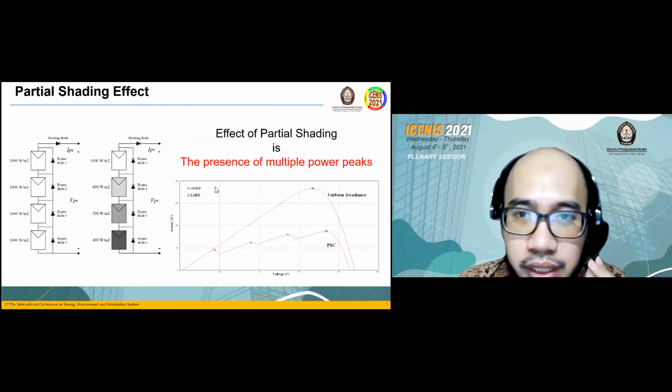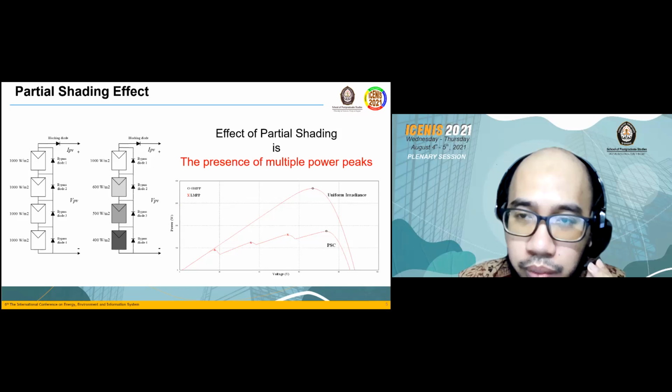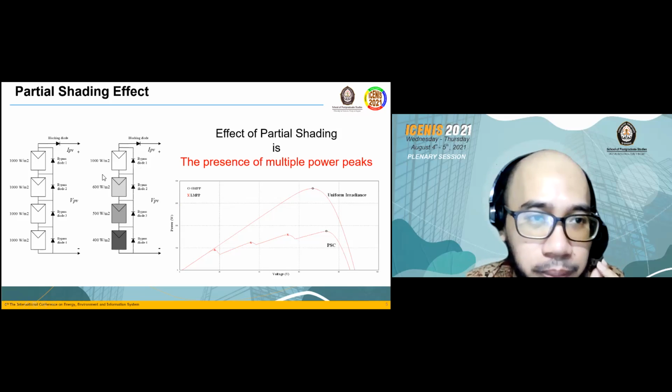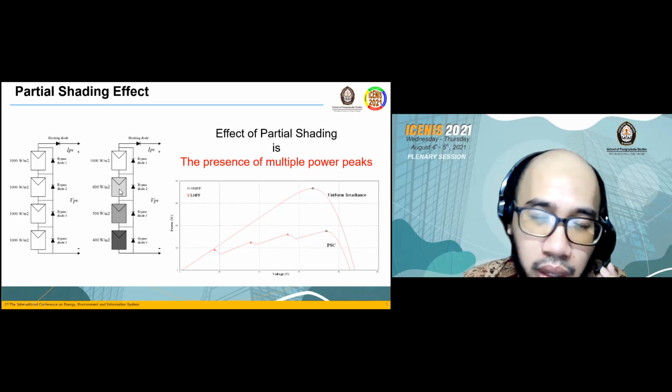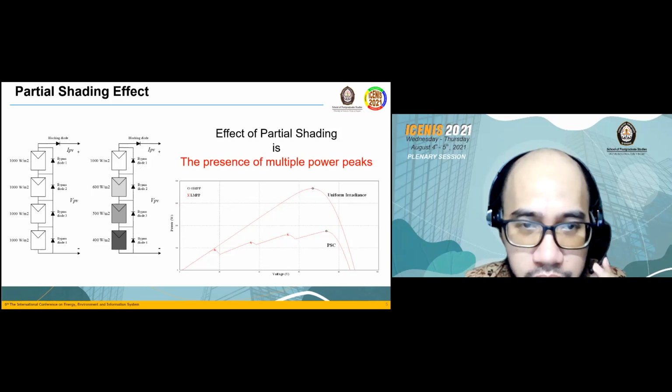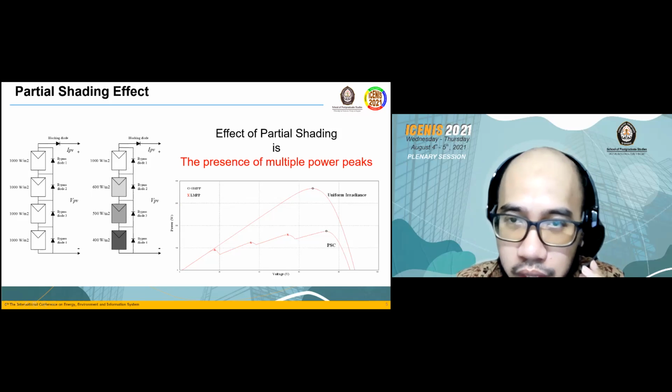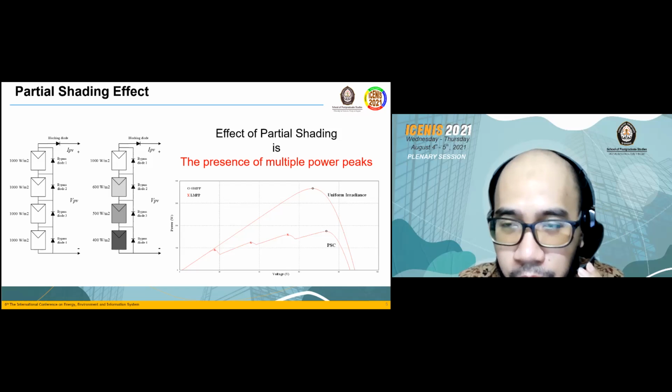What is the effect of partial shading? The effect of partial shading is the presence of multiple power peaks. In this illustration, there are two configurations of a photovoltaic system. On the left side is the normal condition, and on the right side is the partial shading condition, where every solar cell has a different irradiance. And this is the PV curve of the photovoltaic. When partial shading occurs, it has 4 local peaks in the curve. This makes a problem when we try to search for the maximum power peak.